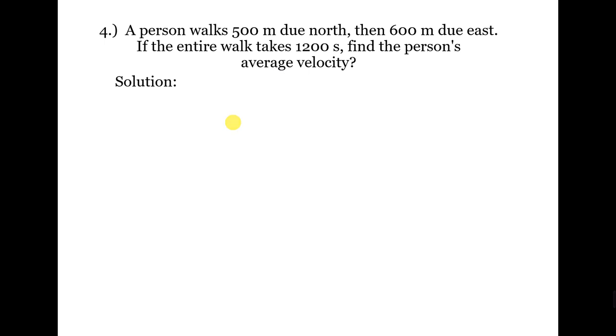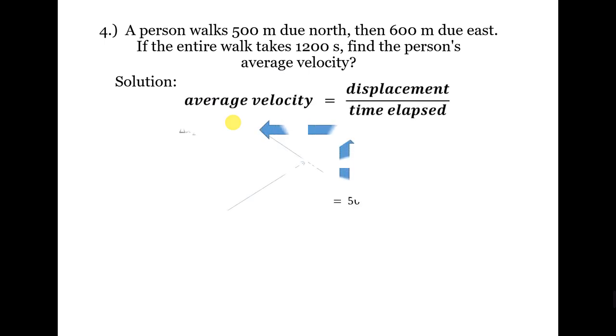According to the rules of average velocity, it is the displacement divided by the time elapsed, whereas displacement is also a vector that obeys the vector addition rules. Now for this problem, we need to add each displacement to get the total displacement. From the figure shown, the change in x sub 1 is equal to 500 meters, while the change in x sub 2 is equal to 600 meters.